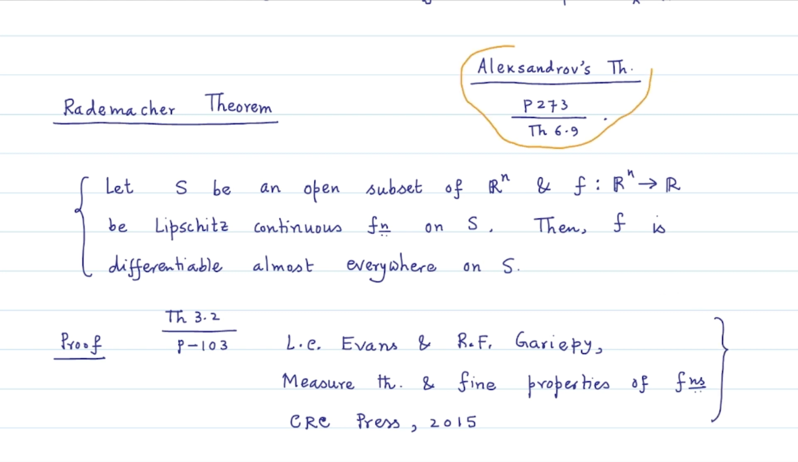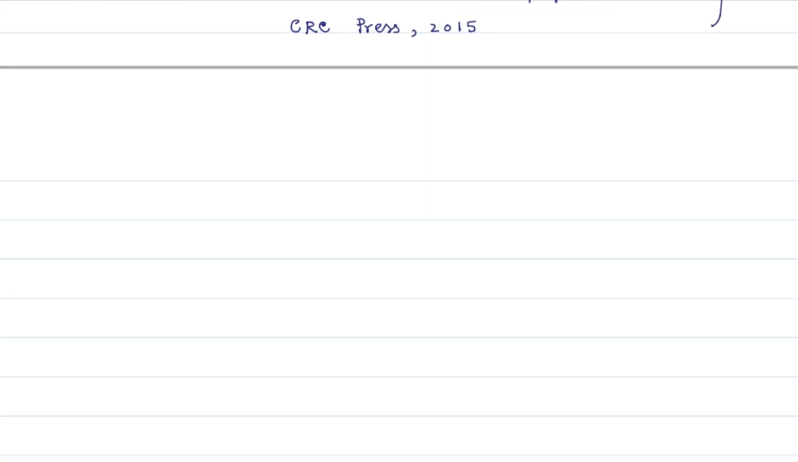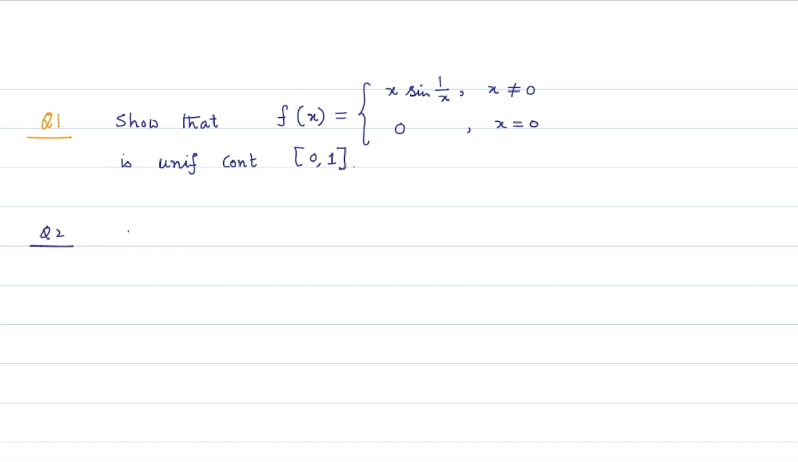Now with this I stop this lecture here, but before stopping, as I usually give a few problems to work out, let me give you these. Check that the function f(x) equal to x sine 1 upon x for x not equal to 0 and 0 when x equals 0 is uniformly continuous on the closed and bounded interval 0 to 1. Please also check if the function f(x) equal to natural logarithm of x is uniformly continuous on the unbounded interval a to infinity for some given a greater than 0.